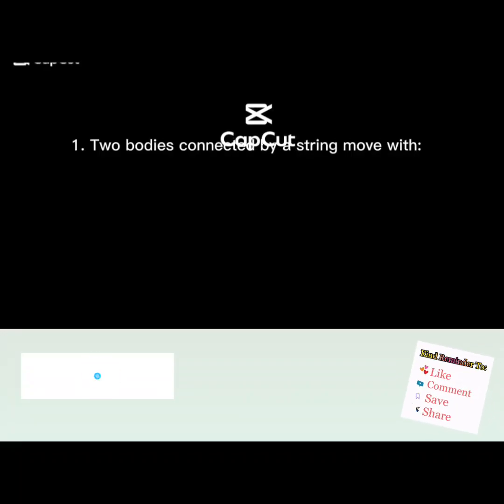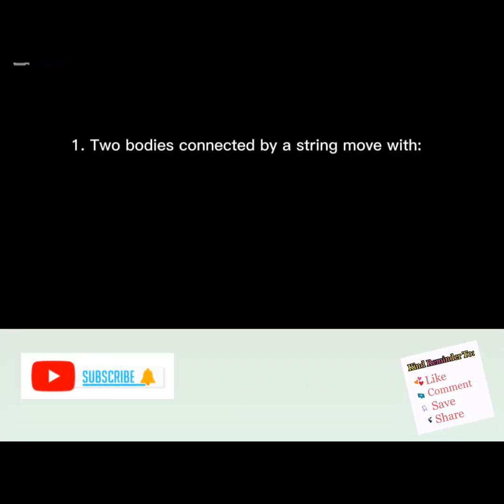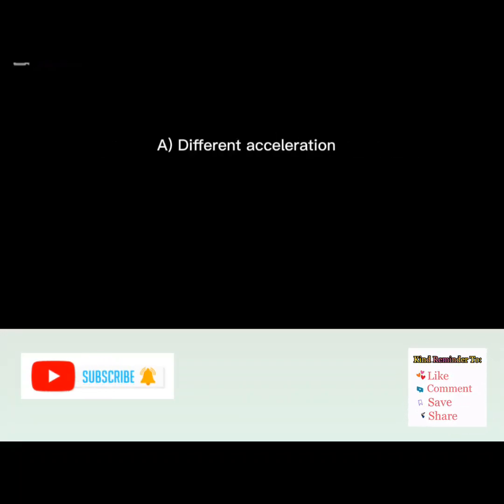1. Two bodies connected by a string move with: A. Different acceleration. B. Same acceleration. C. Zero acceleration. D. Random acceleration. Answer: B. Same acceleration.